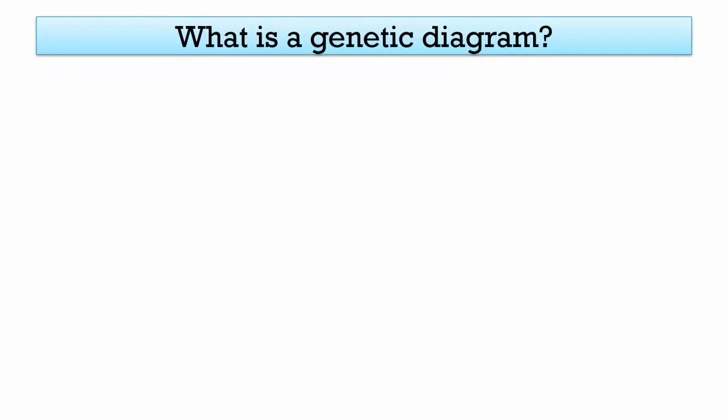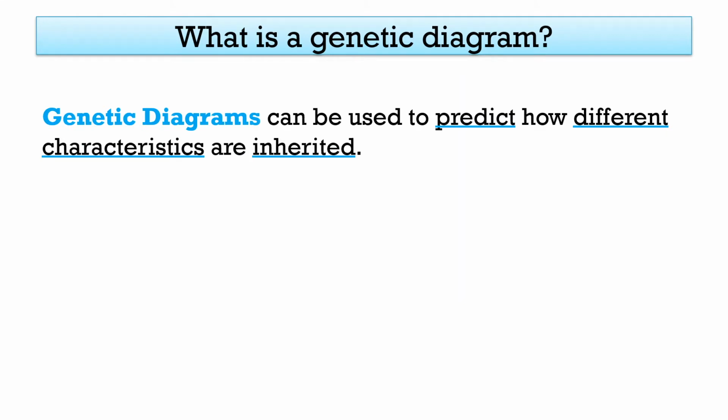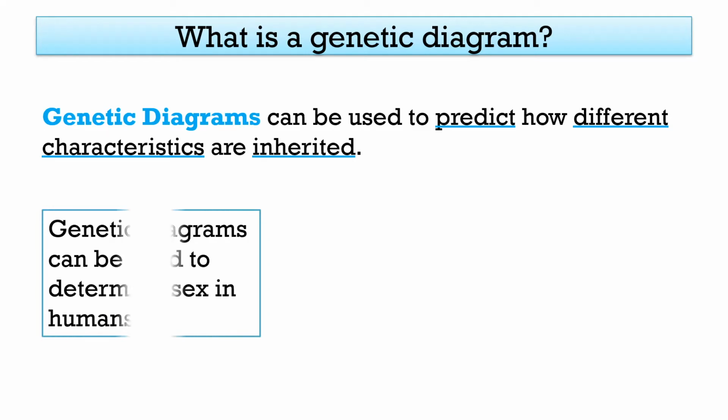Let's remind ourselves what genetic diagrams are. Genetic diagrams are diagrams which can be used to predict how different characteristics are inherited. So the characteristics from your mother and your father, and we can use a Punnett square, for example, or a monohybrid cross to see how the offspring's phenotypes would be impacted. We can also use genetic diagrams to determine sex in human beings. So what do I mean by sex? I'm talking about whether you're male or whether you're female. So we can actually use a genetic diagram to determine the sex of a baby.